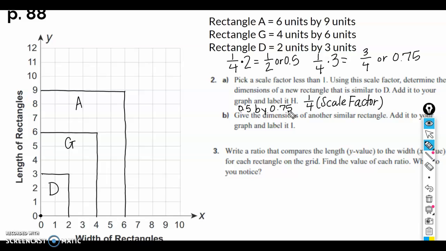Alright, so I would go over 0.5, up 0.75, so we're about halfway in between 0 and 1, and almost at 1. I would draw my new rectangle, and we label this rectangle A.